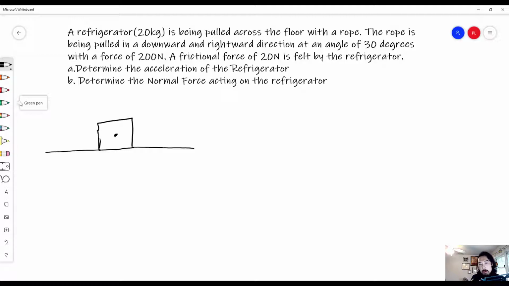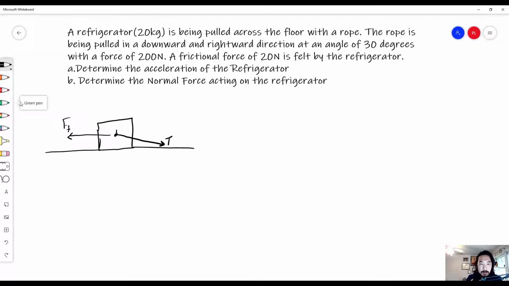We have a frictional force, so we know that's moving to the right because the rope is being pulled like this, right? So if that's the rope, let's just call that tension. The rope is pulling it down and to the right, and we have the force of friction going to the left because this object is moving to the right. All right, so those are all the forces according to the problem.